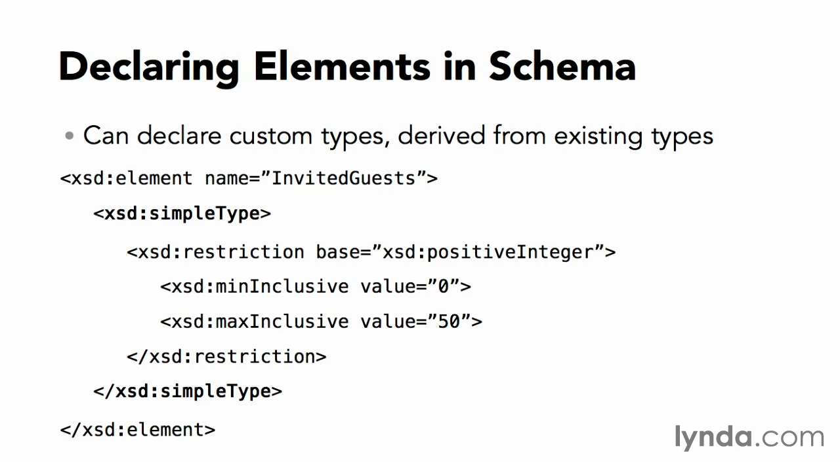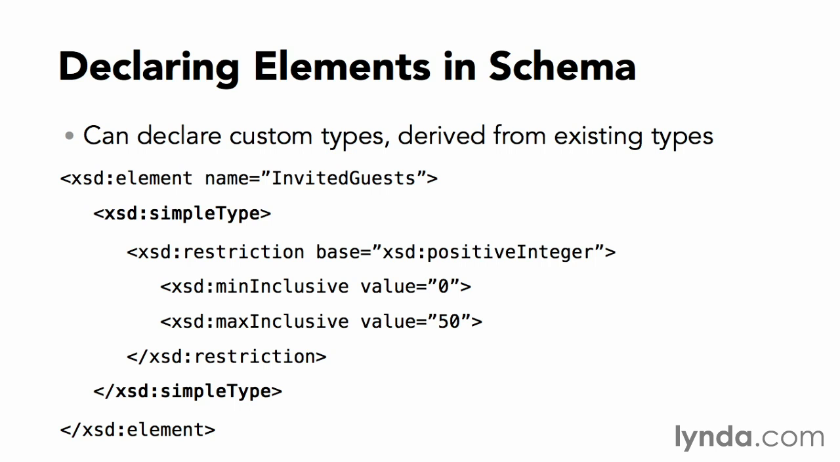Now, the way that you do that is inside the element, you use the simple type tag, and then inside there, one of the things you can do is use the restriction tag to declare a base value for how you're going to restrict the value of the tag. Now, in this case, we're saying there's a restriction based on the positive integer type. And inside the restriction, we're using two tags, min inclusive and max inclusive. And each one of those is assigned a value. There's 0 and there's 50. Min inclusive and max inclusive define a range, in this case, of allowable values for the number of invited guests.